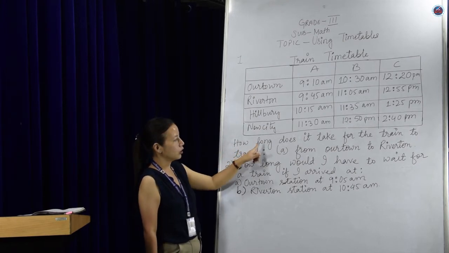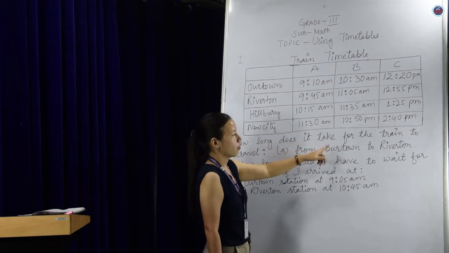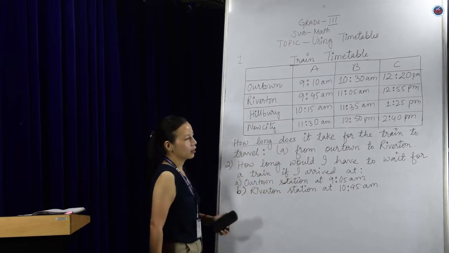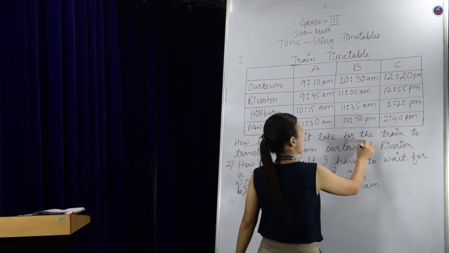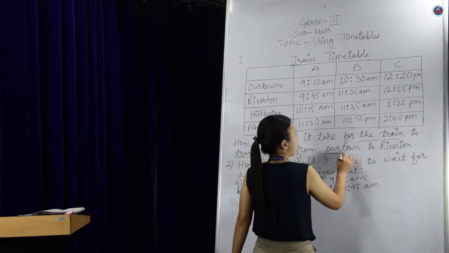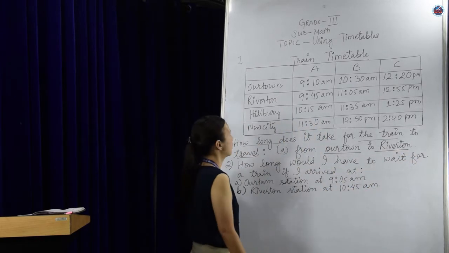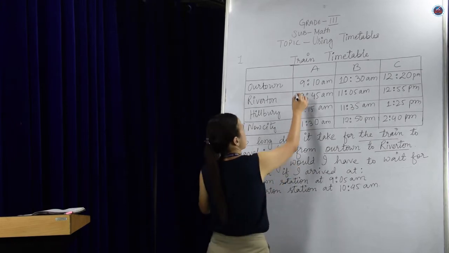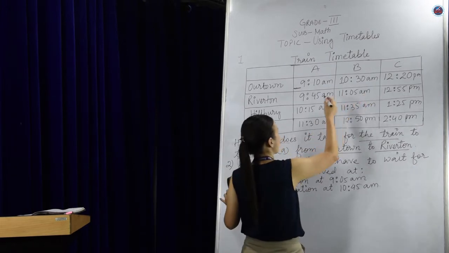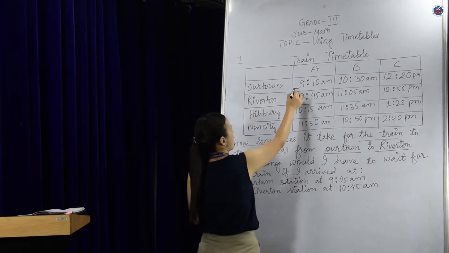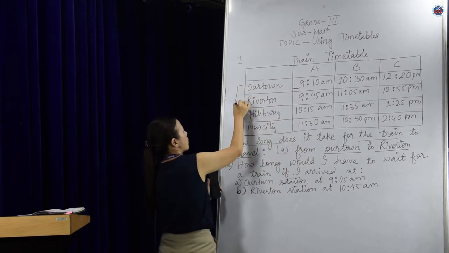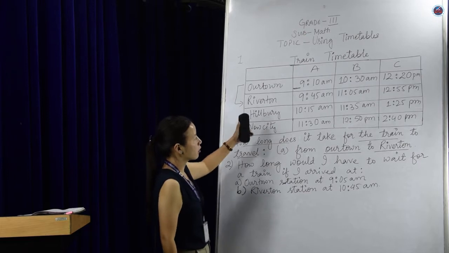It says, how long does the train take to travel from Our Town to Riverton? For that, we will look at train A. You can look at train B or C also, either way is correct. We will look at train A. Now, to go from Our Town to Riverton, how long does the train take?